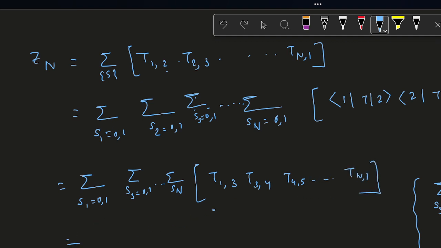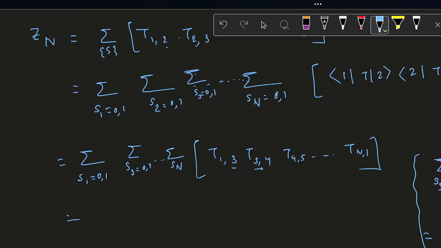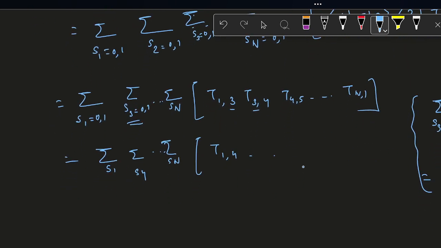Then you take the next two terms, T13 and T34. You have 3 in common, and you can take the sum over S3. So S3 will be gone, you will have S4 up to Sn, and from here you will get T14. Similarly, we can continue to simplify things by taking the product, and finally, if you go on like that.